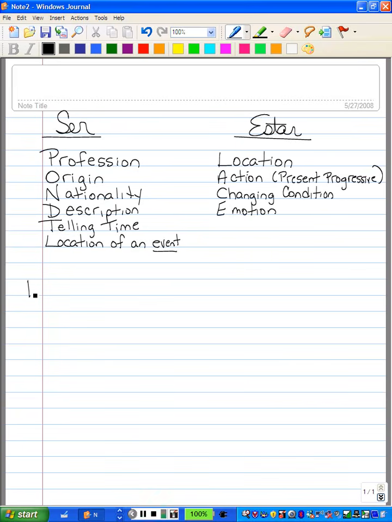If you say, for example, I am a teacher, teacher is a profession, so you're going to use ser. So you would say, yo soy profesora.